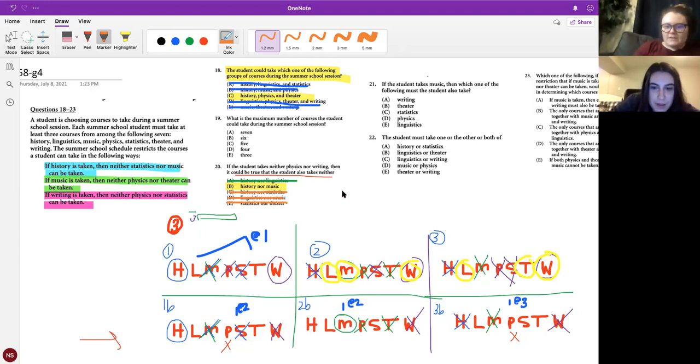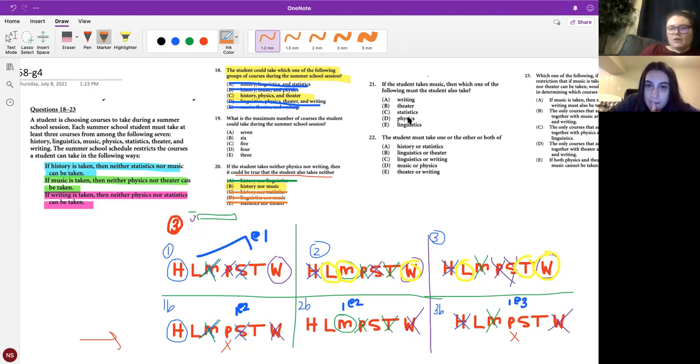So I would check these. Yeah, I think that's what I'm thinking too. I'm confused on the second one. If music is taken, then P and T cannot be. And if H is taken, then either S or M. Oh, because if you take H here, you can't take S. Mm-hmm. Okay, I like that a lot. Okay.